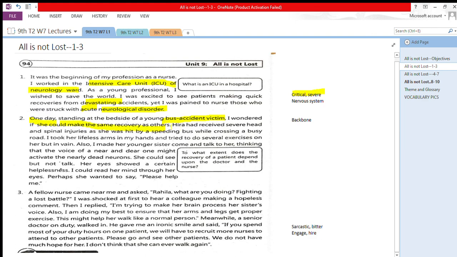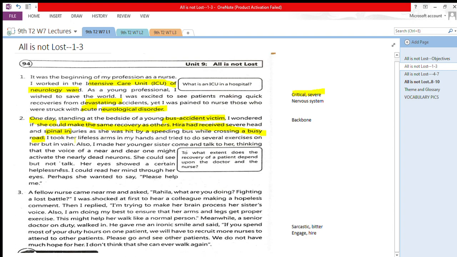And what was the name of the patient? Hera. That was a girl and she had severe head and spinal injury. Spinal refers to your backbone. She was hit by a speeding bus while crossing a busy road, and her spinal cord and head were badly injured.